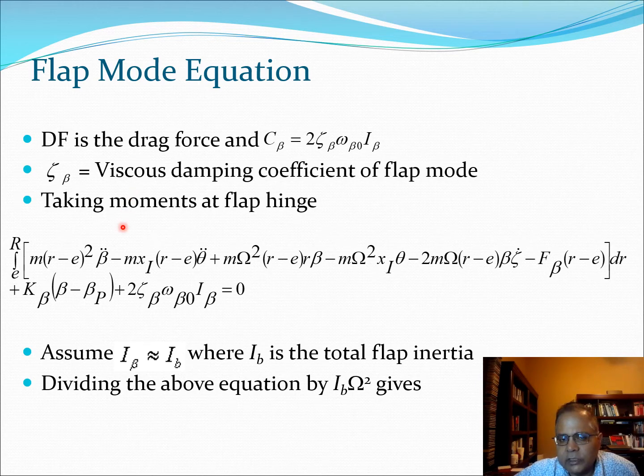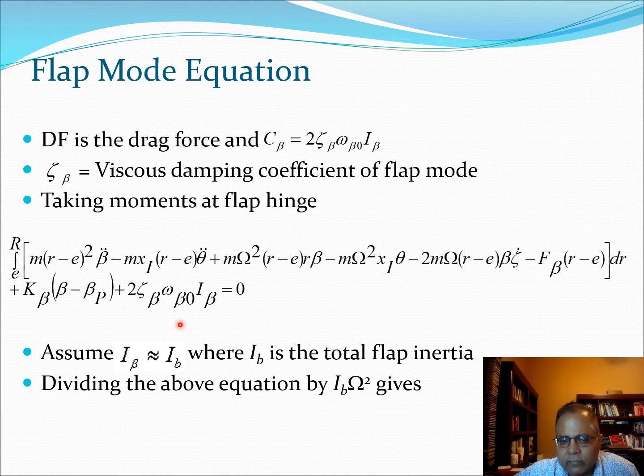Now if we take moments at the flap hinge, we get our equation here. Many of these terms are familiar to you from our previous derivation. So there's a beta double dot inertia term, a theta double dot inertia term coming from the pitch side. There is a centrifugal force term. Wherever omega square is present, these are centrifugal force terms. There is a zeta dot term with omega there. This again is a Coriolis nonlinear term, then there is a forcing term F beta, there is a spring term K beta, and at the end there is a damping term.